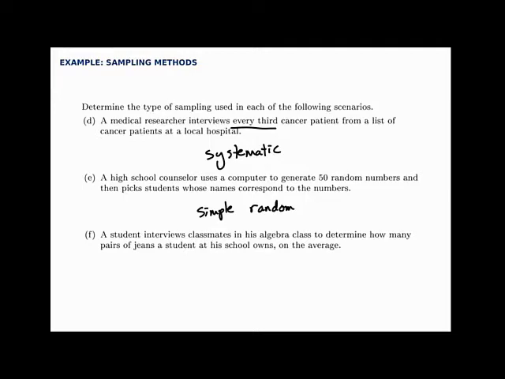Lastly, a student interviews classmates in his algebra class to determine how many pairs of jeans a student at his school owns on the average. Notice here that this student is looking for information about the whole school, but rather than looking at a full student list and selecting randomly from them, or selecting every 3rd student, or even dividing them into groups, the student just asks the students nearby, the students that are in his class, next to him, which makes this a convenience sample.